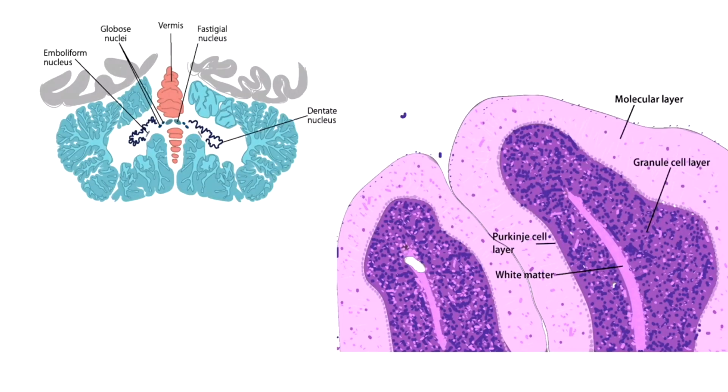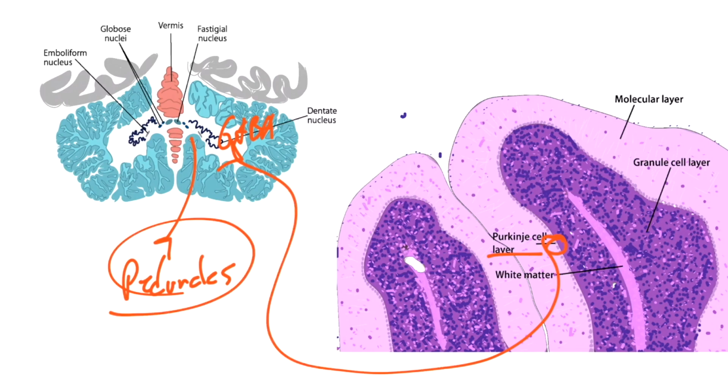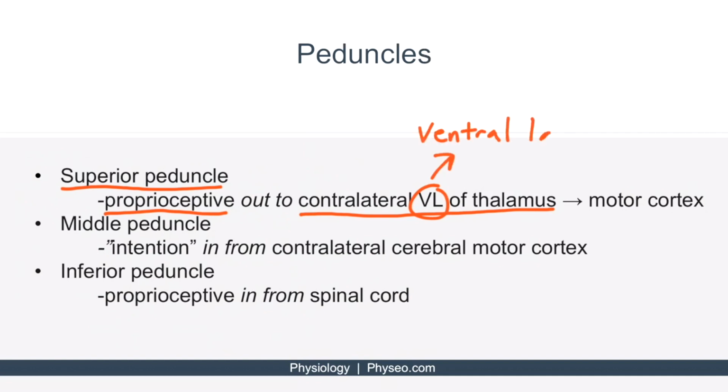So if we put figures 8.27 and 8.28 side by side, we can see that a signal from the Purkinje cell will then go to the deep nuclei, where GABA is released, and then the nuclei will send a signal out the peduncles. So now let's talk about these signals that exit the peduncles. Starting with the superior peduncle, this will send proprioceptive information out to the contralateral VL of the thalamus, VL standing for ventrolateral nucleus. After reaching this point, the VL will then send projections to the motor cortex.